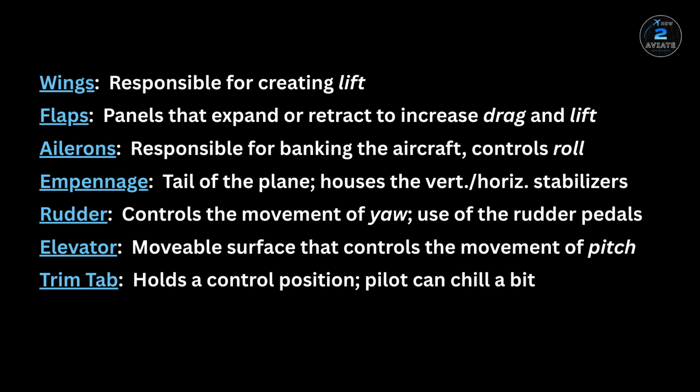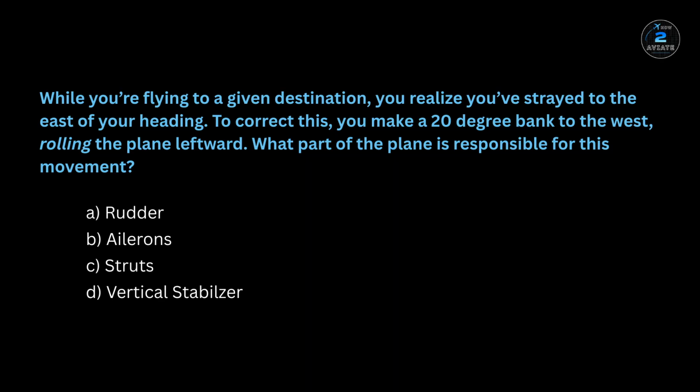Alright, here's a few questions to see if you were paying attention. Number 1. While you're flying to a given destination, you realize you've strayed to the east of your heading. To correct this, you make a 20-degree bank to the west, rolling the plane leftward. What part of the plane is responsible for this movement? A. The rudder, B. Ailerons, C. Struts, or D. Vertical stabilizer?